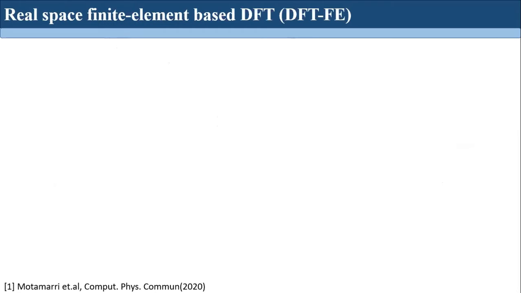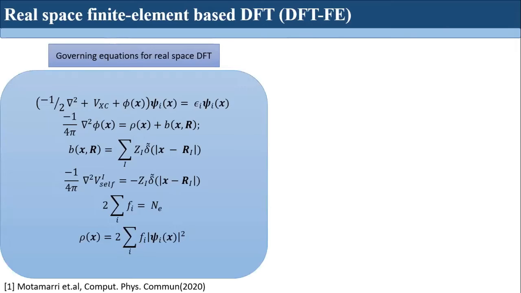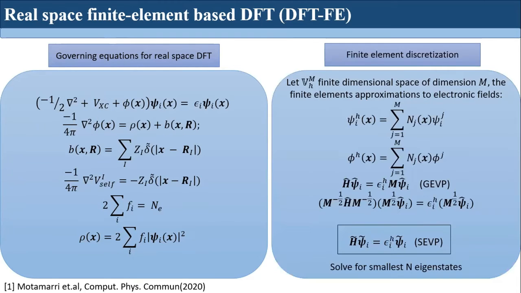The real-space finite element formulation, which was published in 2019, can be found here. If we were to convert it into the finite element discretization, we would have to solve for the Kohn-Sham wave functions and the electrostatic potential on the mesh, which comes out to be a generalized eigenvalue problem.